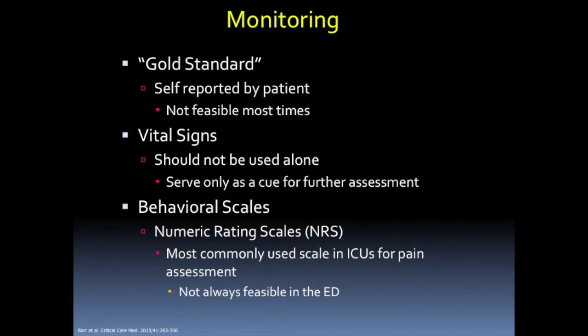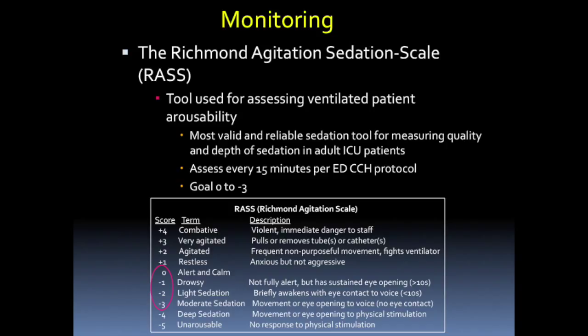So what we've chosen for our protocol is the Richmond Agitation Sedation Scale, the RASS scale. This is a tool used for assessing ventilated patients' arousability. It is the most valid and reliable sedation tool for measuring quality and depth of sedation in the adult ICU patient population. Here in our protocol, we're saying that you should assess your patient every 15 minutes, and your goal is to keep them between 0 and -3.